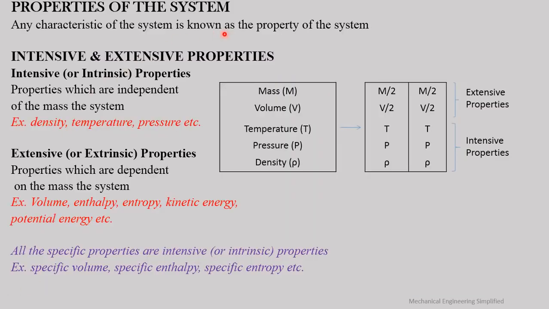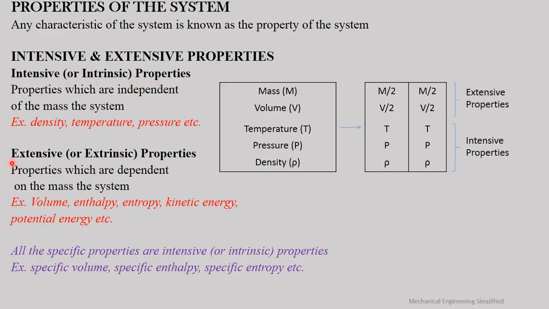What is a property of a system? Any characteristic of a system is known as a property. The characteristic can be pressure, temperature, volume, enthalpy, entropy, anything. Any characteristic of a system is known as the property of the system. Then we have classified those properties into two categories, extensive and intensive. Intensive, also called intrinsic properties: what are those? Properties which are independent of the mass of the system. Examples are density, temperature, pressure, etc. These are known as intensive properties.